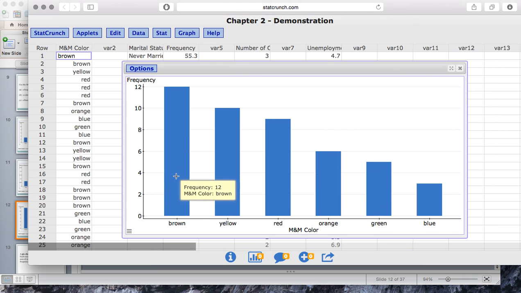So I have 12 brown M&Ms and only 3 blue M&Ms. The other thing you'll notice about StatCrunch, if you hover over these things, it gives you the frequency and tells you exactly what number that is, so you don't have to do any guessing.